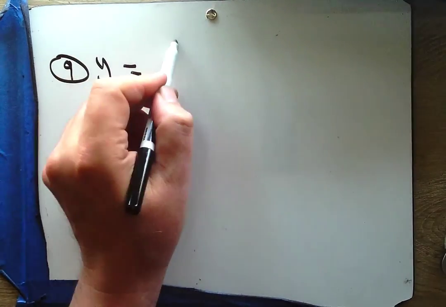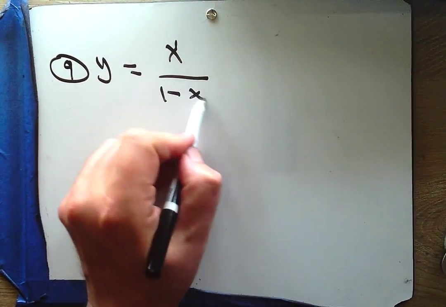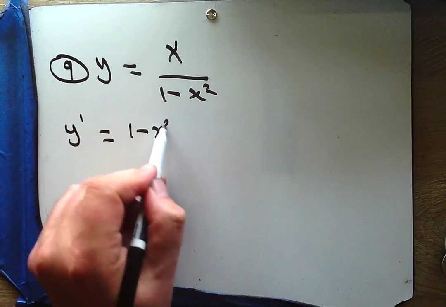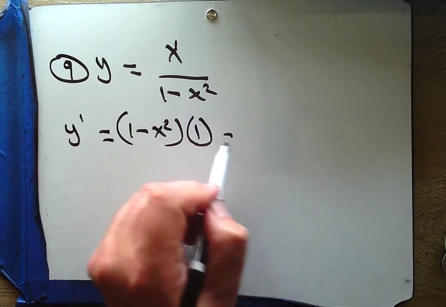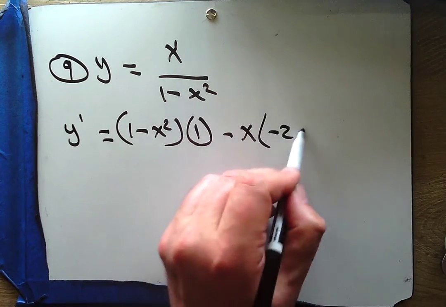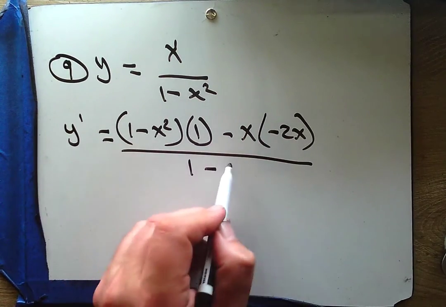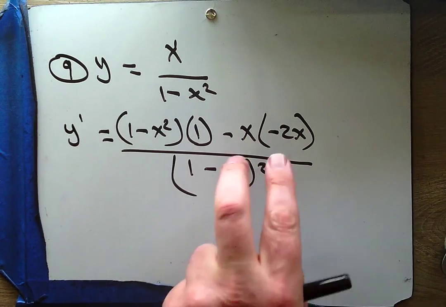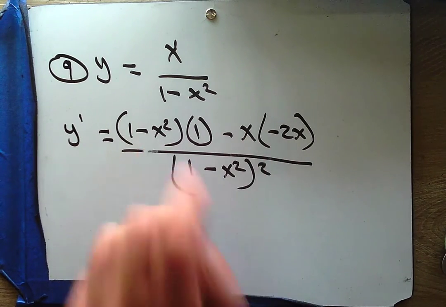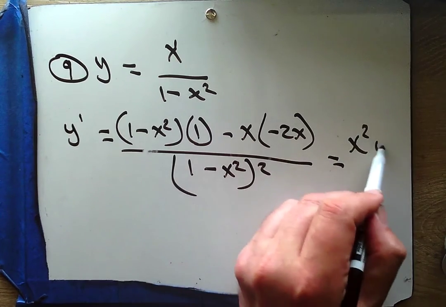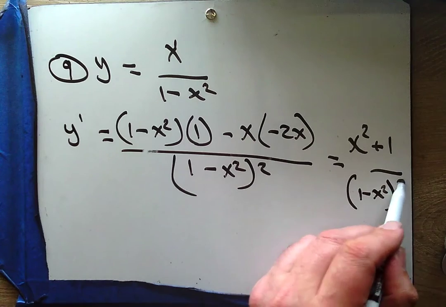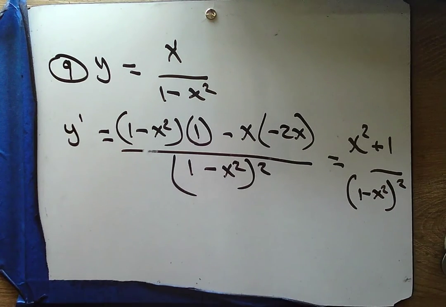Okay, 9. y equals x over 1 minus x squared. So y prime is going to be low d high minus high d low over low squared. Plus 2x squared minus 1x squared is x squared plus 1 on top, and on the bottom, 1 minus x squared, to the second. Okay, how about 10?